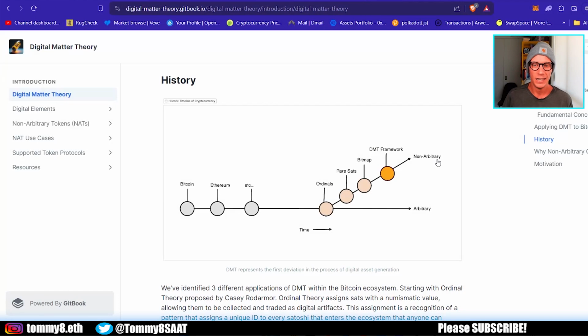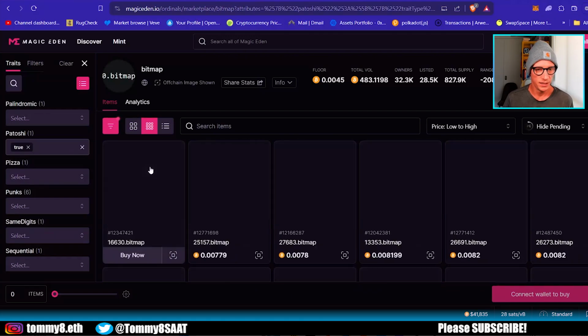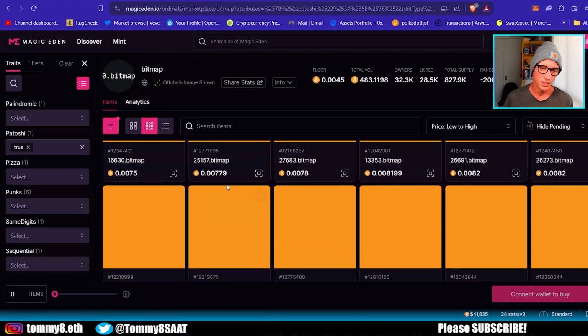Literally, everything is that pattern recognition. Like the Paotoshi pattern, from back in the day, from people saying this is how Satoshi was mining it. They've got the Paotoshi pattern. That is a bit different to this, but you can get Paotoshi bitmaps. That's one that I do have as well. That single block transaction one is a Paotoshi pattern. So here you can go in and pick it as true, and then the floor is 0.0075 and it's under 20,000 bitmap. So not bad actually. That's pretty good.